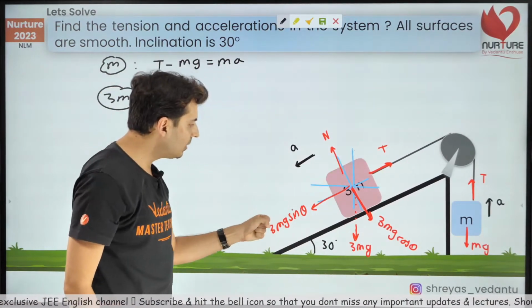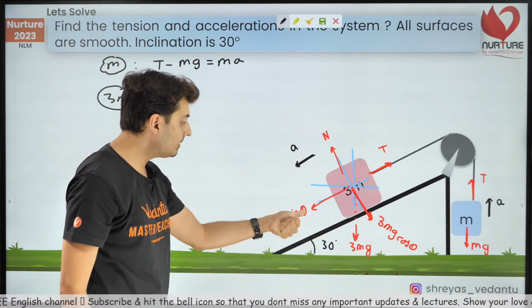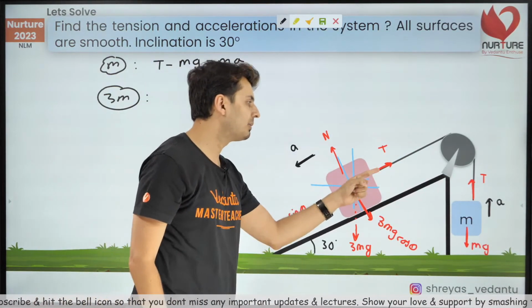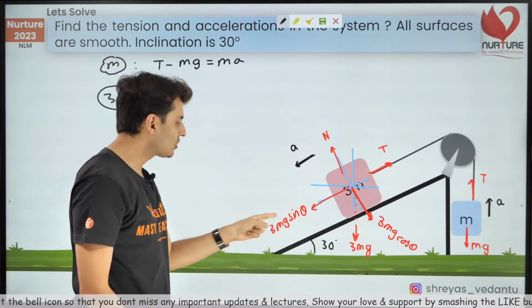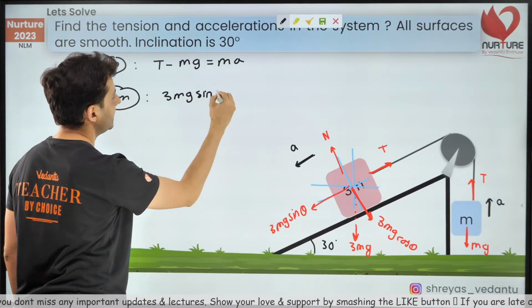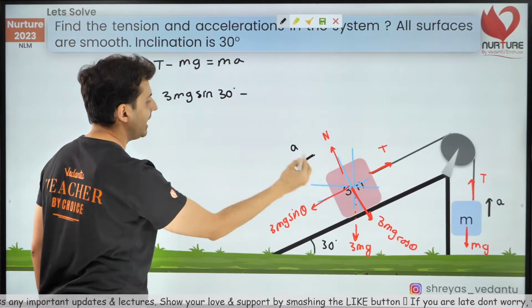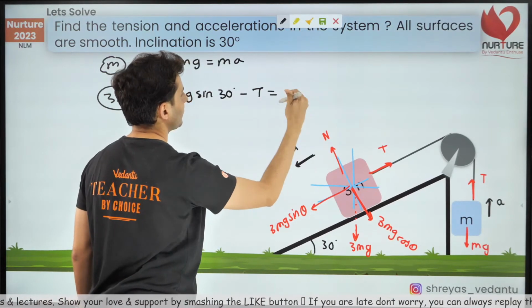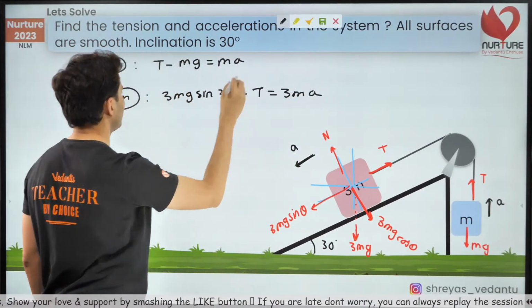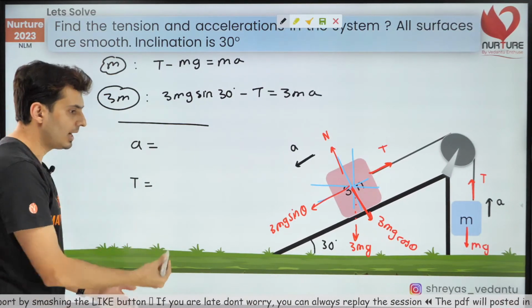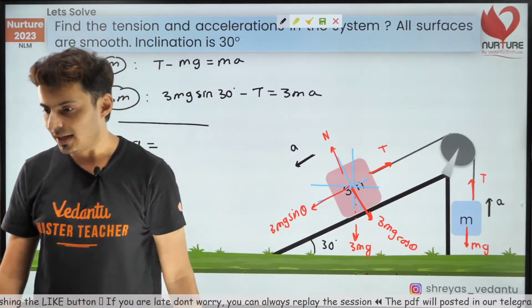For the 3m mass, it's going down. Who is there? 3mg sin theta is there, and tension is also there. This will be more, that will be less, that's why it's going down. So for the 3m mass, I'll write 3mg sin theta, which is sin 30, minus tension is equal to 3ma. So that's it. Solving this, you will get acceleration and tension like before. Try it out, guys. Okay, I hope this is clear.